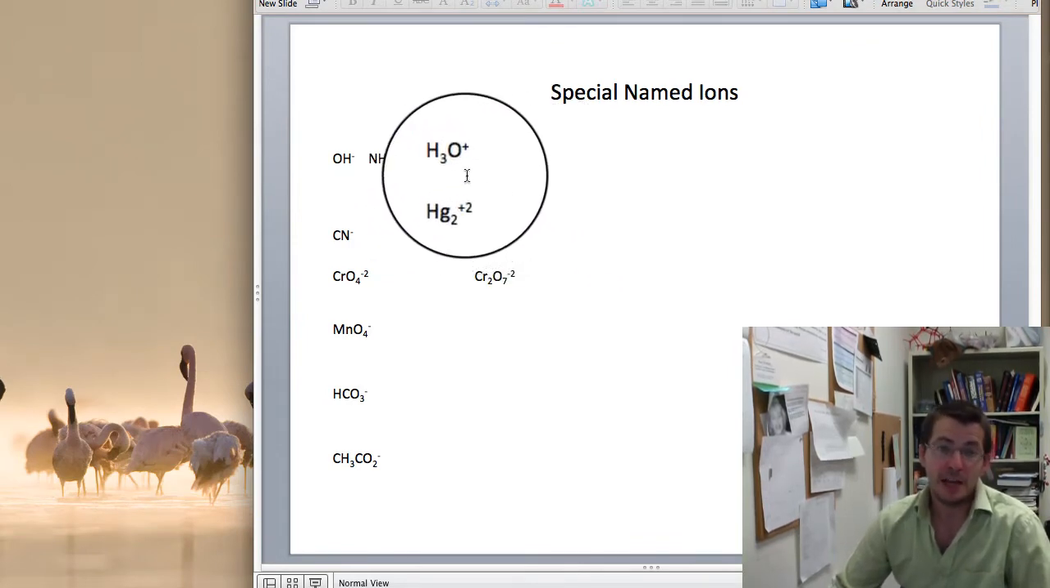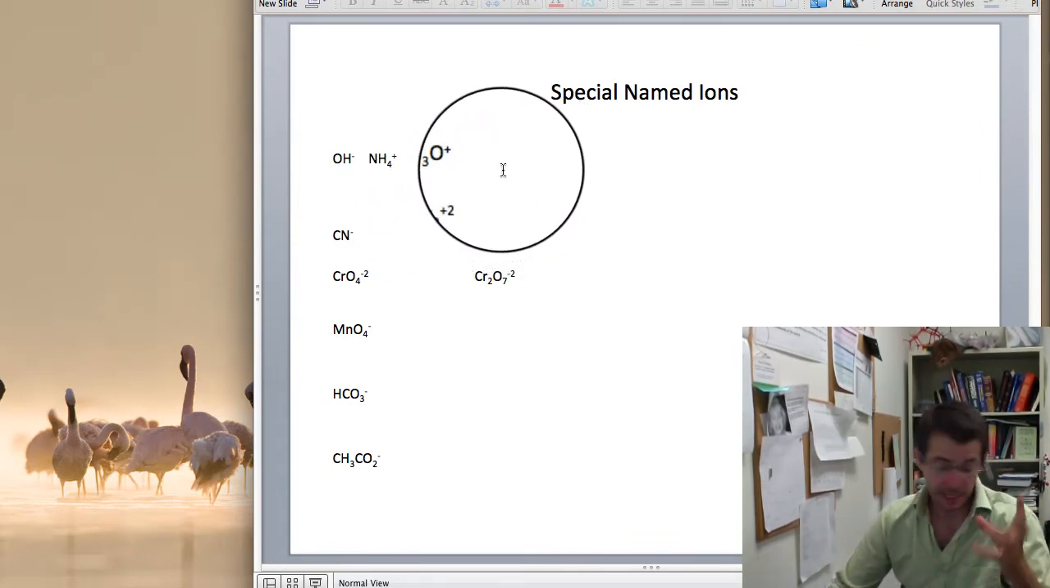Now, we also have the hydronium ion, H3O+. H3O+ is the main species that is involved with acids, and so is quite common when we deal with acid-base chemistry.